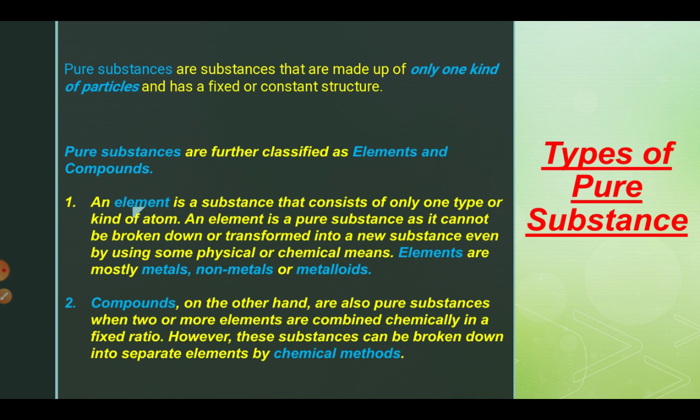An element is a substance that consists of only one type or kind of atom. An element is a pure substance as it cannot be broken down or transformed into a new substance even by using physical or chemical means. Elements are mostly metals, non-metals or metalloids. Compounds, on the other hand, are also pure substances formed when two or more elements are combined chemically in a fixed ratio. However, these substances can be broken down into separate elements by chemical methods.